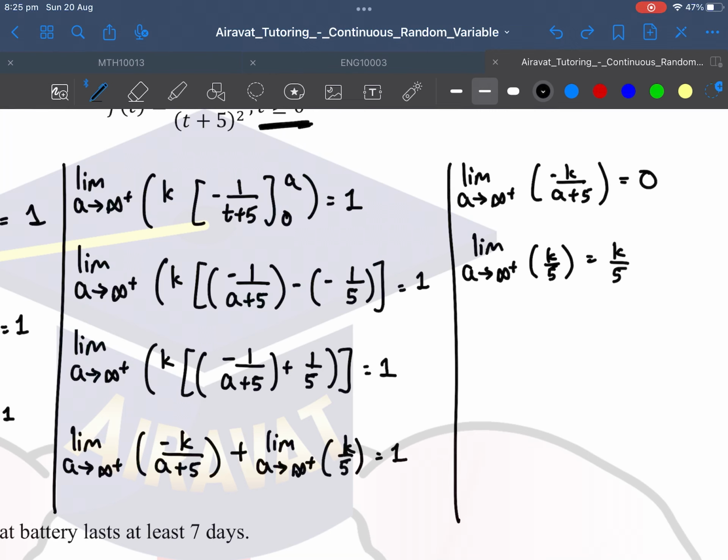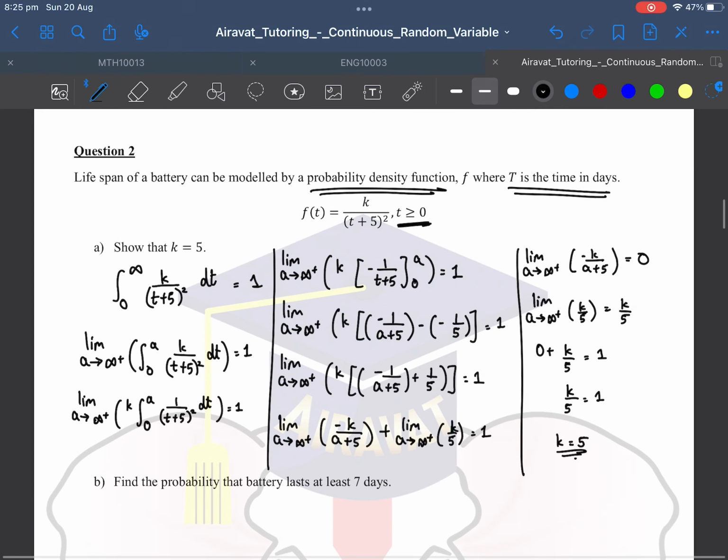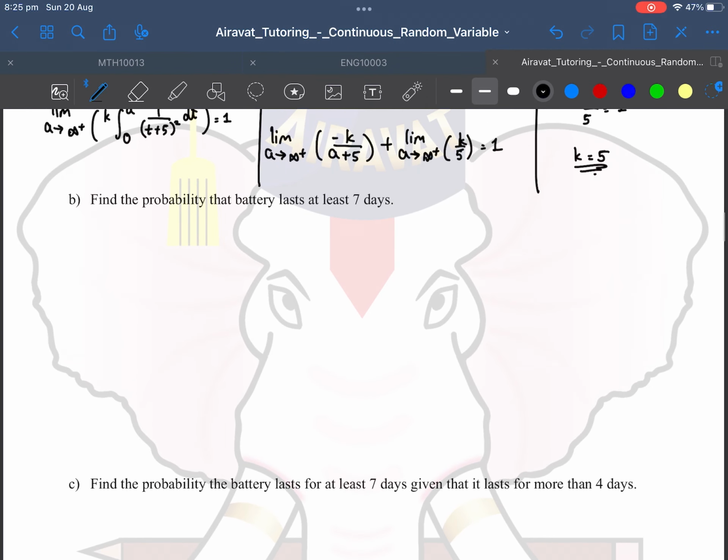Nothing else, nothing fancy. Now let's add them up together. So 0 plus k over 5, I'm just following this limit over here, which is going to be equal to 1. So k over 5 is equal to 1, meaning that k equals 5. Okay, so that's how you prove and do these sorts of integrals, which have terminals of 0 to infinity or anything to infinity. Just use limits, because limits are OP. Okay, I hope that made sense. And let's move on to question B.